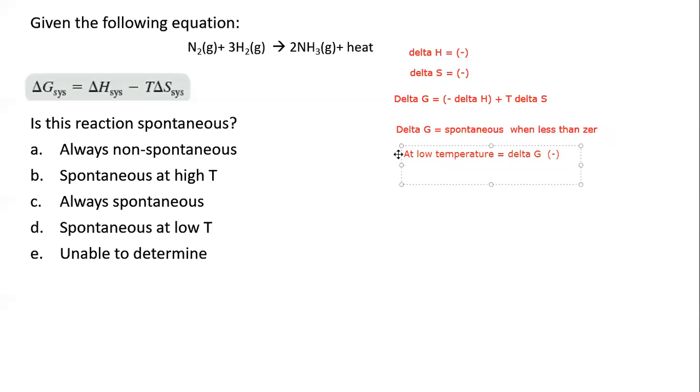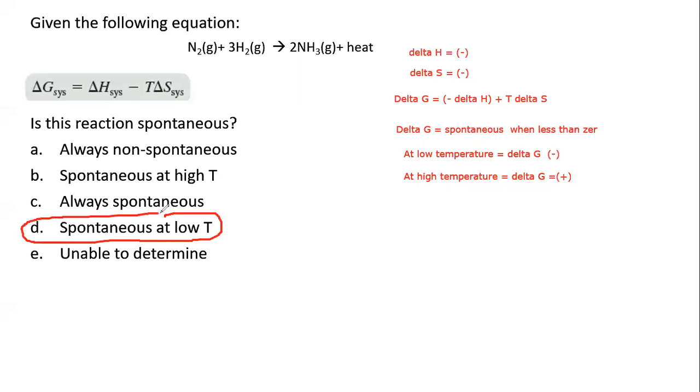However, at high temperature, delta G would be positive, meaning it would be non-spontaneous. So the answer here, what we can tell about the spontaneity of this reaction is that it's spontaneous at low temperature, because delta G will still be negative. Once delta G becomes positive, it would be non-spontaneous.